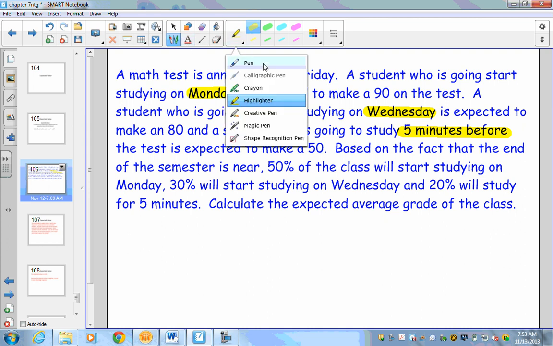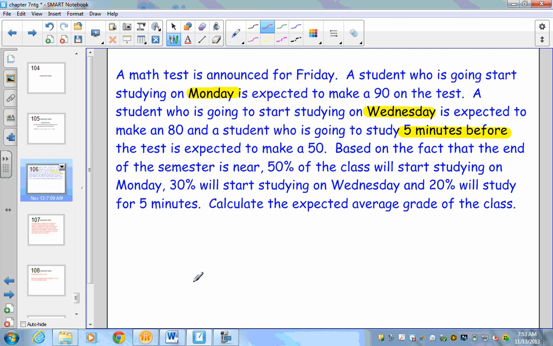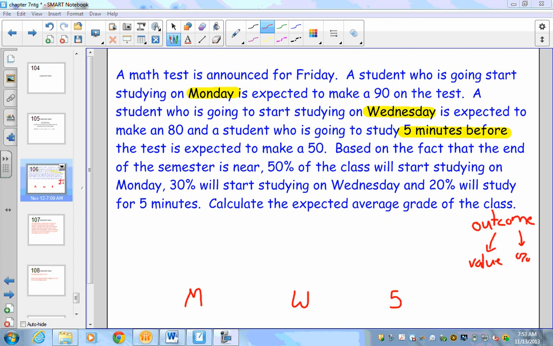All right. So what I'm going to do is write my three outcomes off to the side here. So this M represents studying on Monday, this W represents studying on Wednesday, and this 5 represents studying 5 minutes before. Now, with every outcome, you're going to have the value as well as the probability of that outcome happening, like this. Now I wrote this off to the side, and I'm actually using my mouse to write, so it's going to be a little messier than normal.